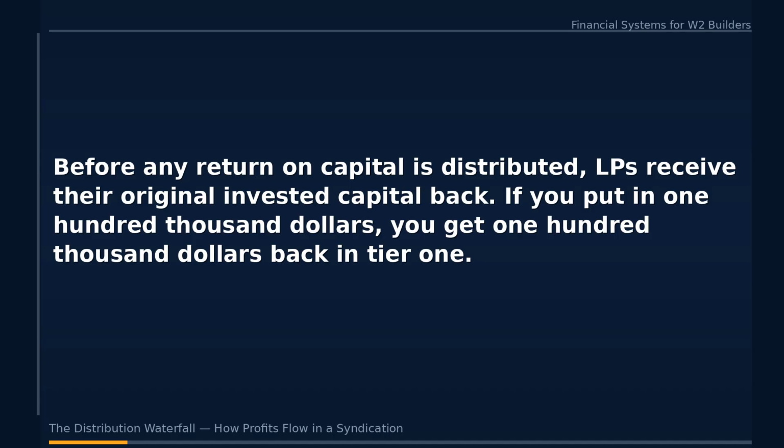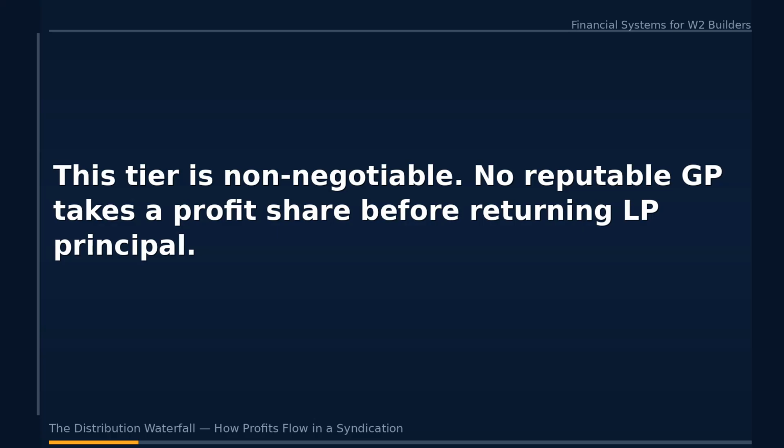The exception: some waterfalls combine Tier 1 and Tier 2, returning capital and preferred return simultaneously. This is common and acceptable as long as it's clearly structured.